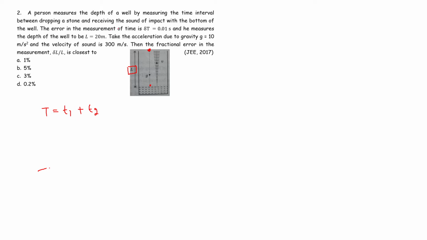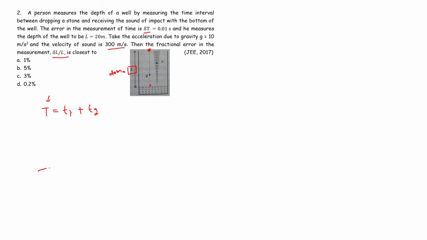The error in the measurement of time is delta t. So when we measure this time, we get an error of 0.01 second. And the length we found out is 20 meters. Take the acceleration due to gravity as g equals 10 meter per second square and the velocity of sound as 300 meter per second. Then the fractional error delta L over L is closest to how many percent? This is what we have to find.